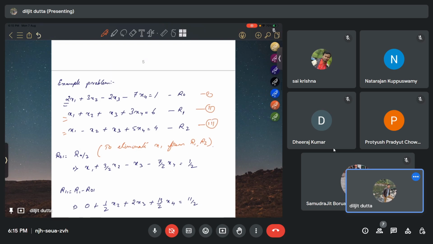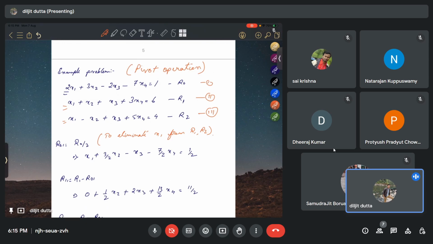So we have to do a pivot operation on this set of equations. Let us mark the first equation as R0, second equation as R1, and the third equation as R2. For the pivot operation, for the first variable x1, we have to keep the coefficient of x1 as 1 in the first equation, and for the other two equations we have to keep the coefficient of x1 equal to 0. So how do we do that?